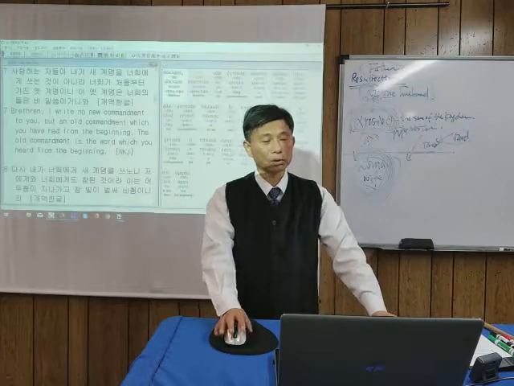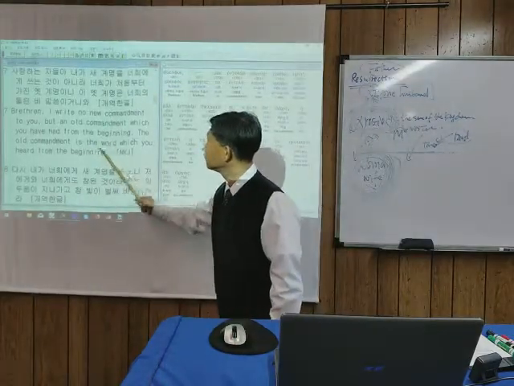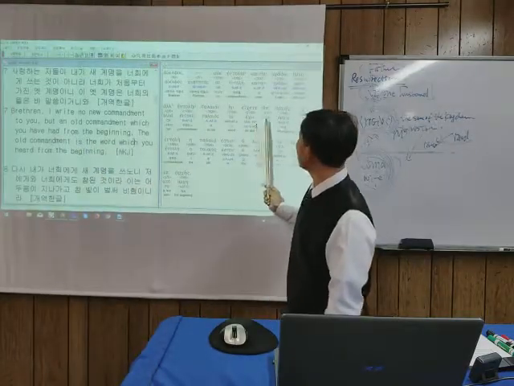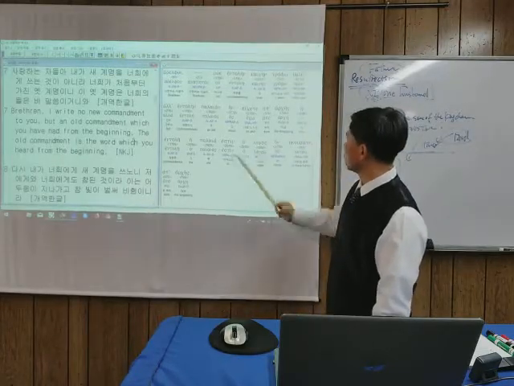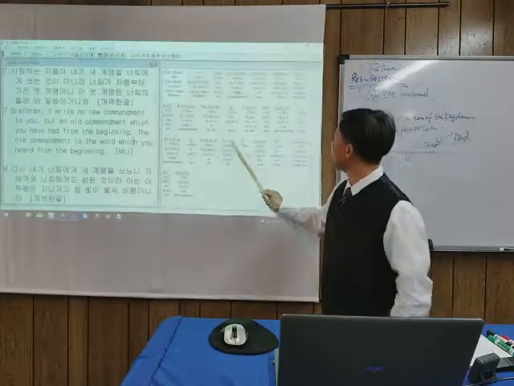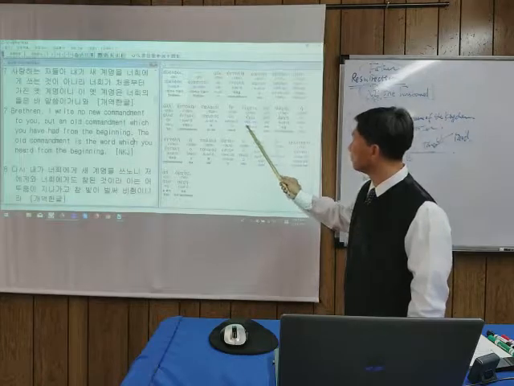Okay? So the old commandment is the what? Word. Old commandment is what? The word. Word is what? Old commandment. The logos is old commandment. You see here? For logos is what? Commandment. Okay? But you have that what status? What status? Look at the Bible here, original Bible.